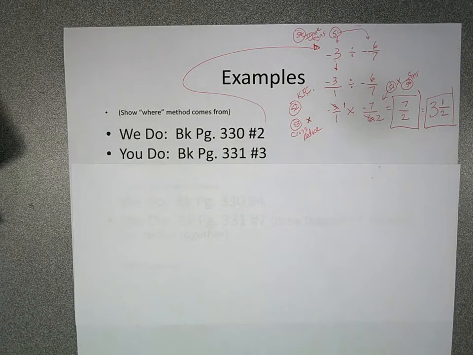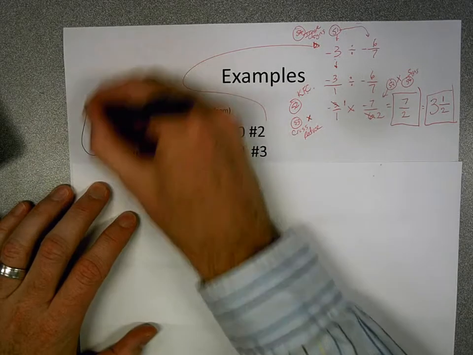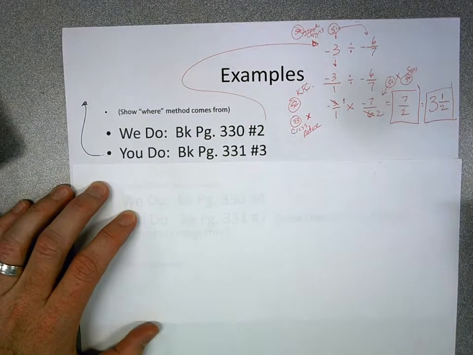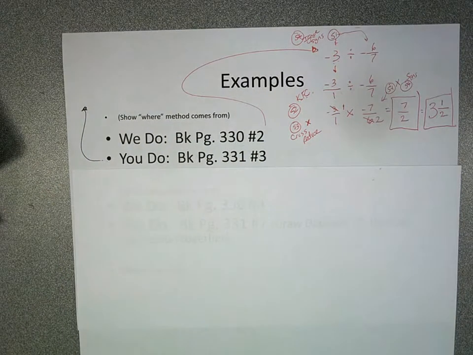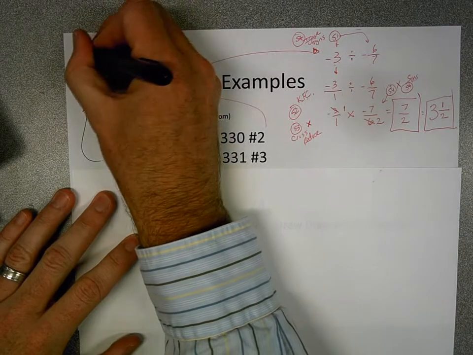7 and 25 over 4. I don't know how I got this. Oh, it's supposed to divide. Okay, I got that one. My order was wrong.